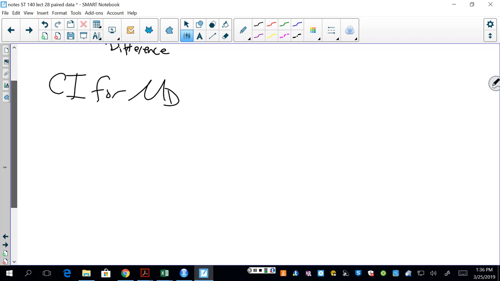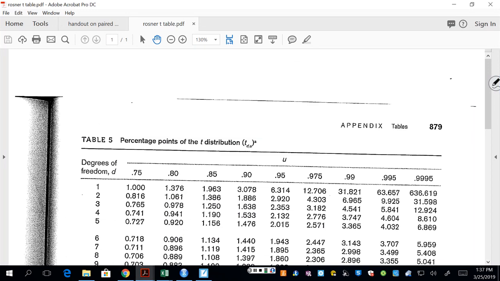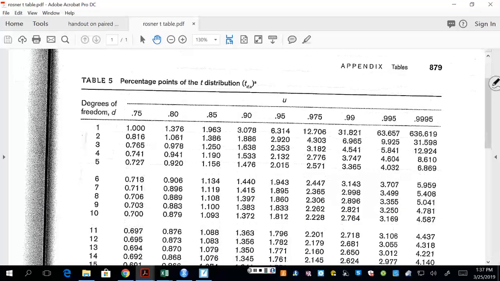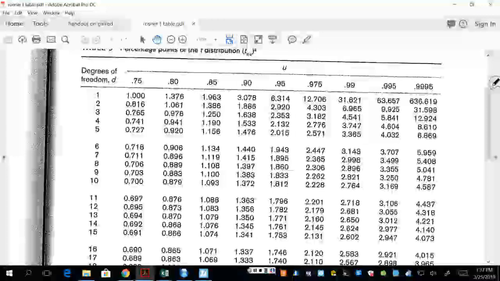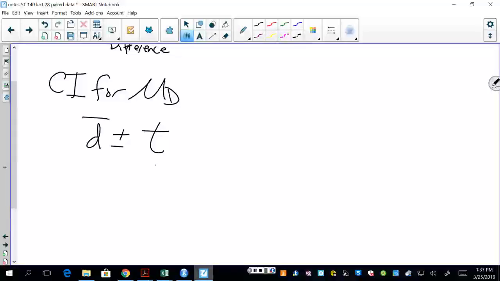our formula for our confidence intervals is going to be our d bar, that's our average in the sample, plus or minus a t value. And how does our table work? I use a t value from the t table. So for 95%, we're going to use 0.975, with our degrees of freedom.